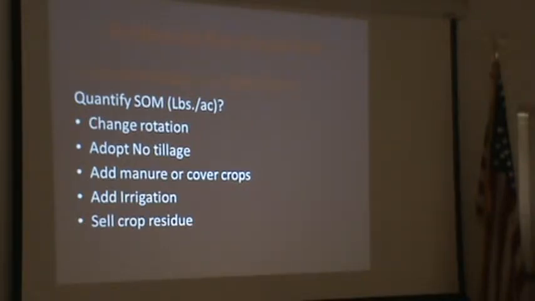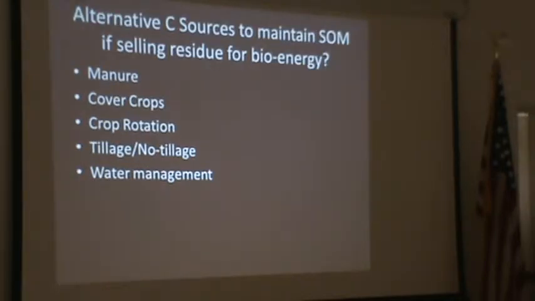So these are the things we can look at with this model to tell us if we take this much residue away for biofuel and we make these changes, what will it do to our organic matter in the long term? So there's some of the alternative sources we just talked about.